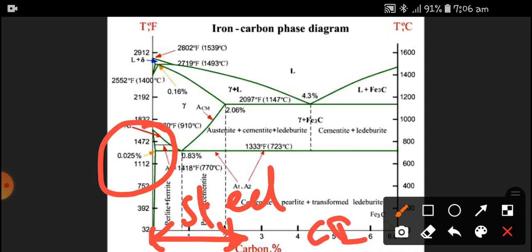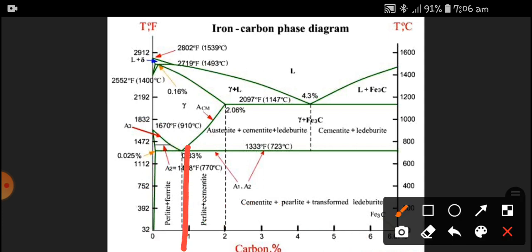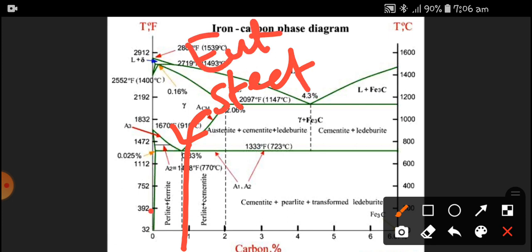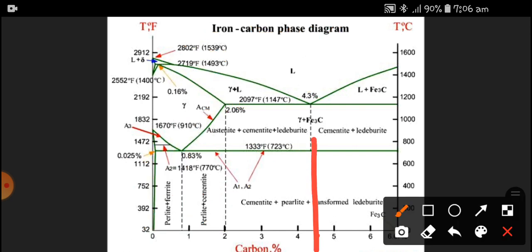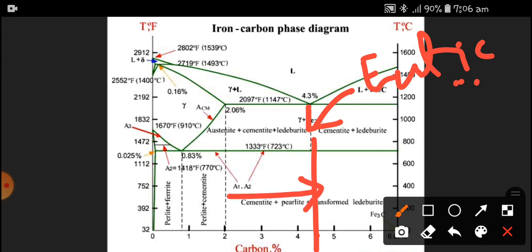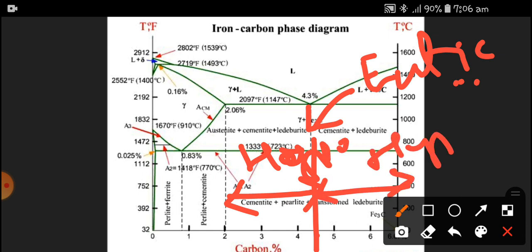In steel, at 0.8 percent it is called eutectoid steel. Below this it is hypoeutectoid, and above this it is hypereutectoid. Similarly, in cast iron, at 4.3 percent we have eutectic, from 2.1 to 4.3 it is hypo, and from 4.3 to 6.7 it is hyper. The meaning will come later.